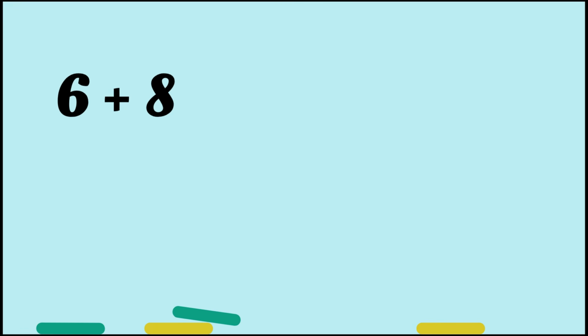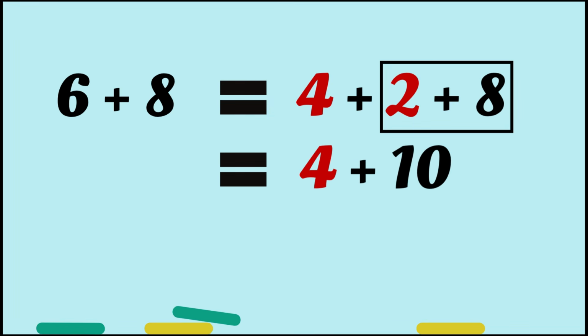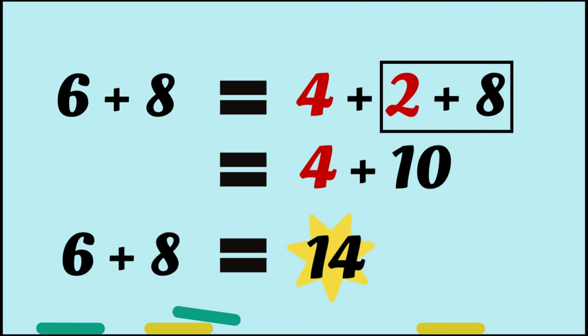Very good. Next example, 6 and 8. Just a quick little tip. In addition, try to make 10 with the bigger number. It makes the problem easier to solve. Here, the bigger number is 8. So, we'll try to make 8 into 10. How do we do that? Yes, by adding 2. So, we can break 6 into 2 and 4. Then, after that, 8 plus 2 is 10. And then 10 plus 4 will equal 14. So 6 plus 8 will equal 14.